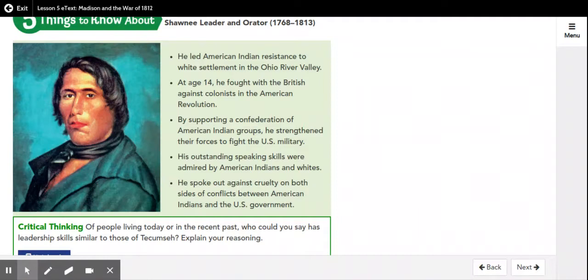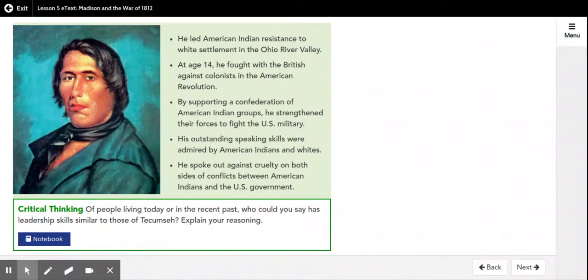He spoke out against cruelty on both sides of conflicts between American Indians and the U.S. government. Critical thinking. Of people living today or in the recent past, who could you say has leadership skills similar to those of Tecumseh? Explain your reasoning.